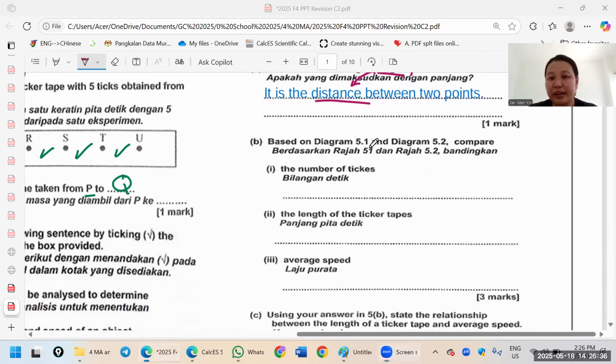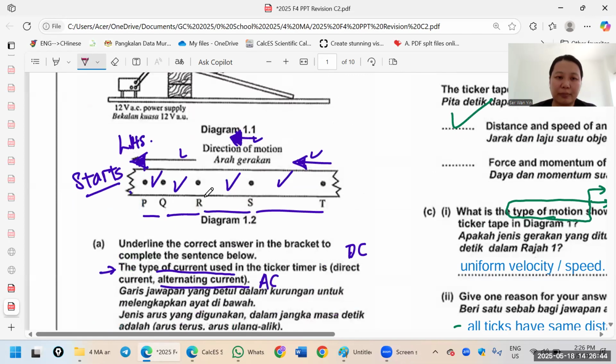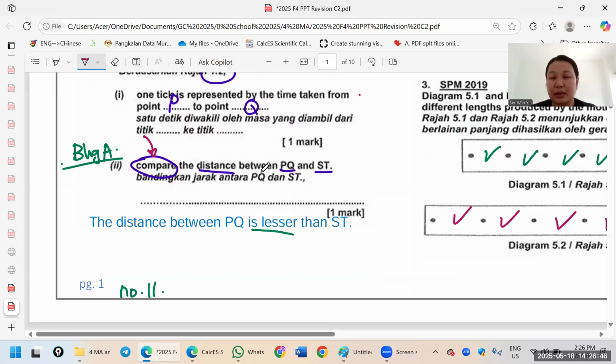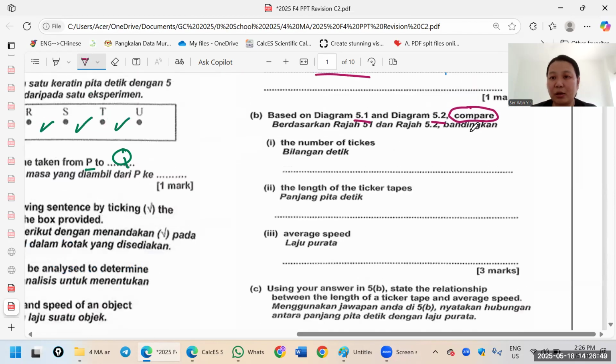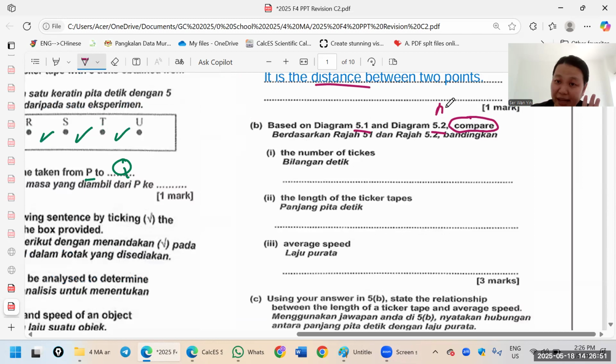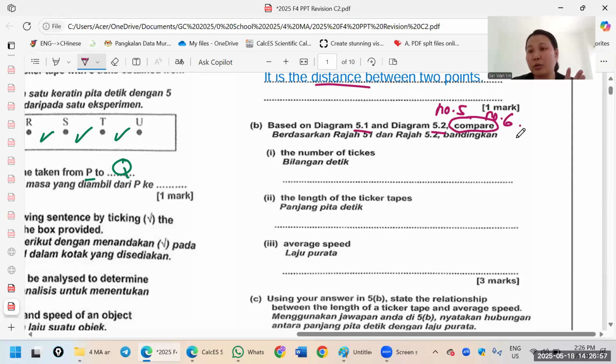Okay, like next. Based on diagram 5.1 and 5.2, compare. Just now you saw the compare was down here, but now they put compare on top. Normally number 5 or number 6 is a compare question. Can you get the idea? So when you do until number 5, compare, do not panic. Compare 3 things here. So the number of ticks.